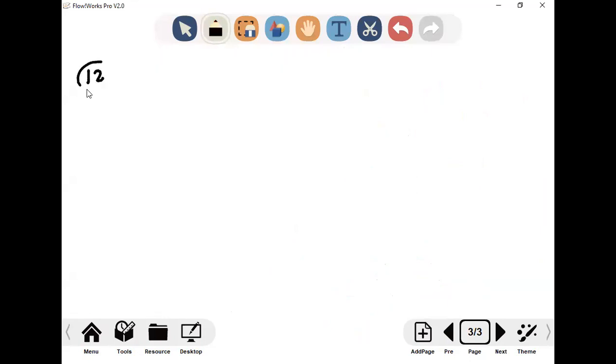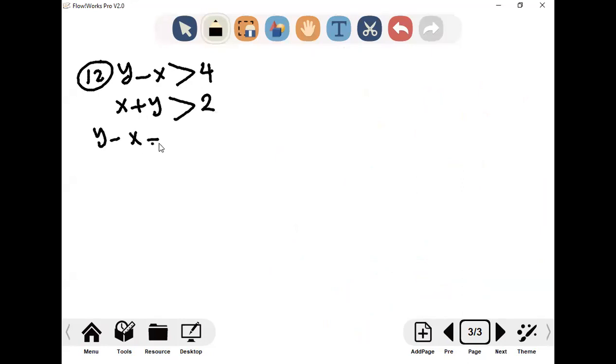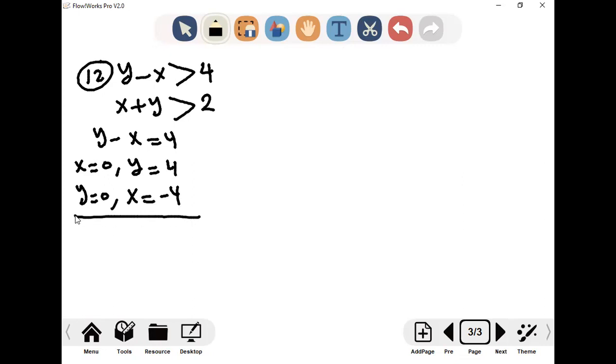Question 12. We have y minus x more than 4 and x plus y more than 2. No equal sign. Same steps, same idea. y minus x equals 4. If x equals 0, y will be 4. If y equals 0, we have negative x equals 4. Divide by negative, x will be negative 4. This is the first one.